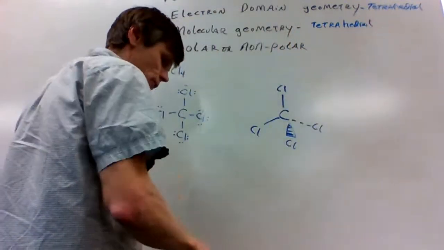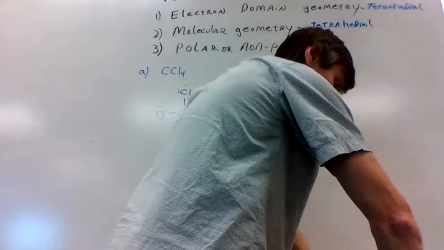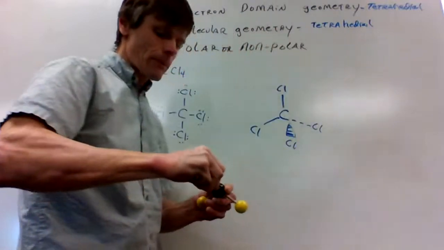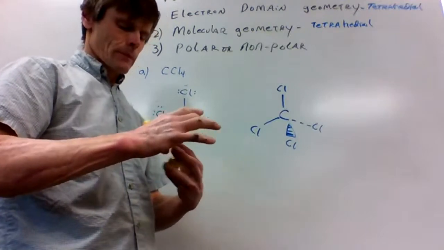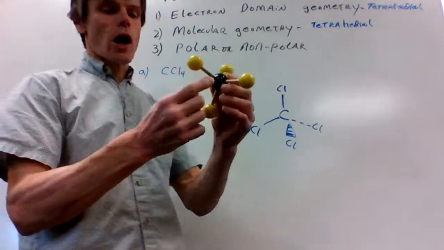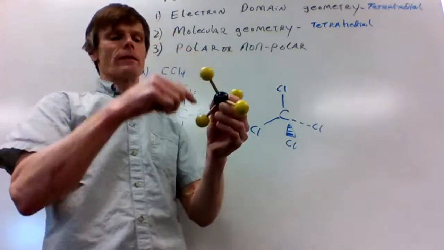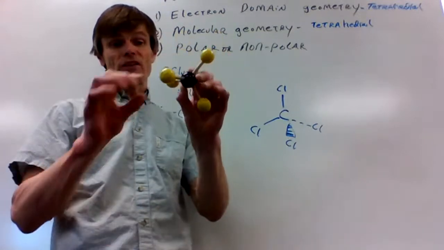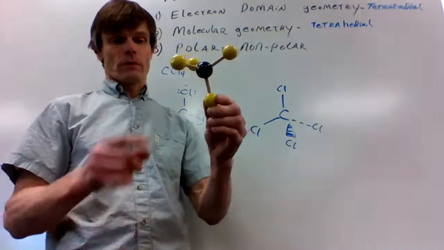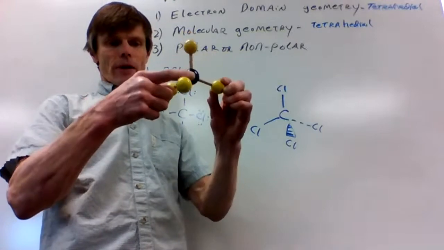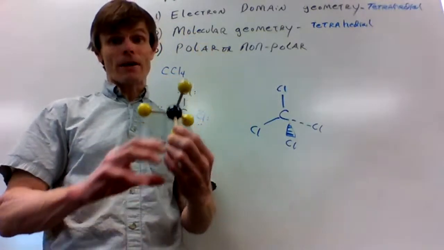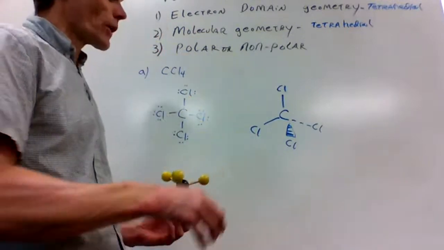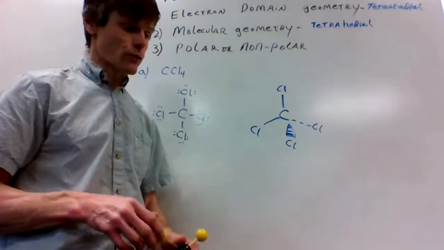A tetrahedron, if we want to think of it using a model, and these models can be purchased probably through Amazon, we would have a central carbon, and these would represent the 4 different chlorines that surround it. They're symmetrical, they're at 109.5 degrees, and that's the best way to maximize the distribution of electron density about our central atom.